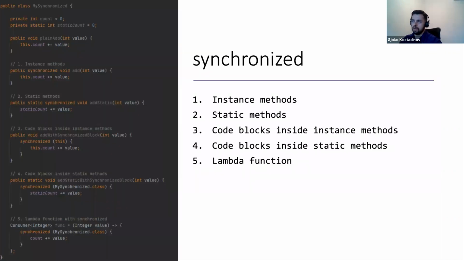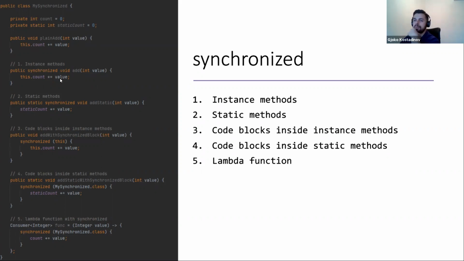Continuing on, after those two, next in line is synchronized. Now, with synchronized, there are 5, I would say, mostly used and mostly known types of implementations. We can synchronize instance methods, we can synchronize static methods, and we can synchronize instance and static code blocks. And also we can synchronize inside a Lambda function.